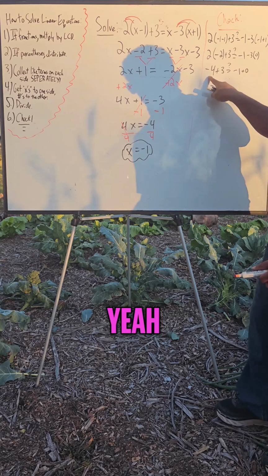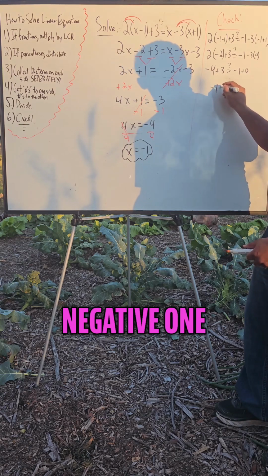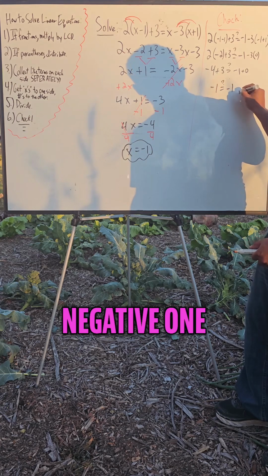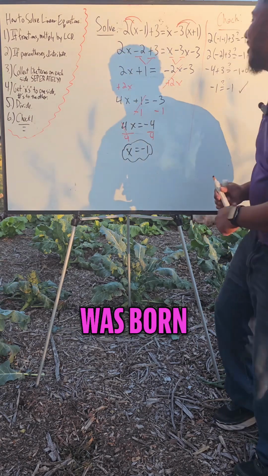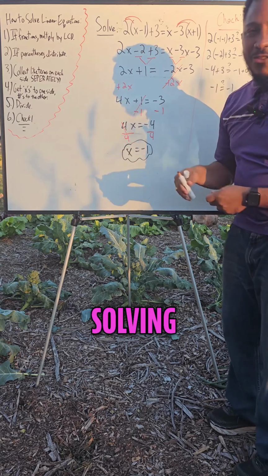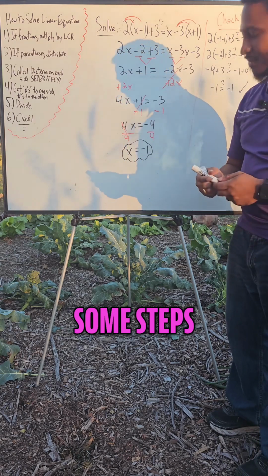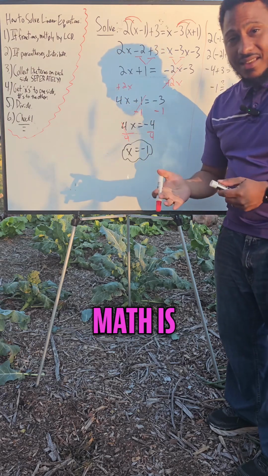And so is this true? Yeah, negative 4 plus 3, that's negative 1. Is that equal to negative 1 plus 0? That's negative 1. Yep, those are the same. So again, solving linear equations is not very difficult. It just takes some steps. And always remember, math is everywhere.